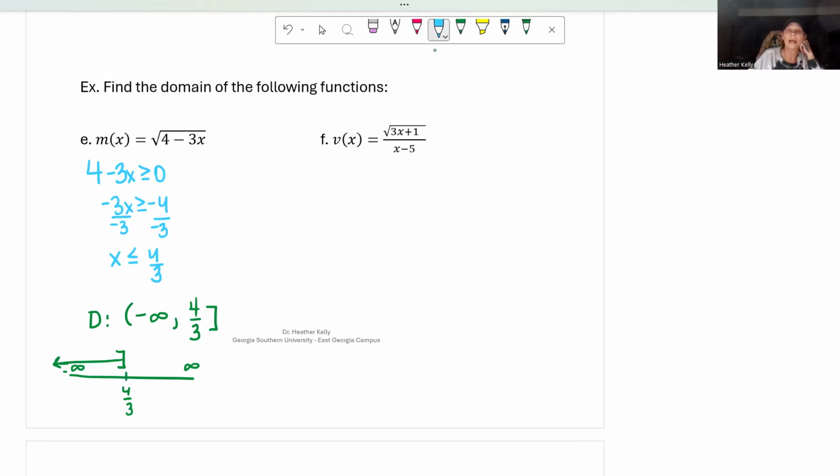And then finally, this last one, we have both situations. We have a denominator and a radical. So we need to handle both of these things separately. I'll handle the denominator first because usually those are a little bit more straightforward. So if I do the denominator here, we have x is equal to 5, right? So we know that that's the bad number. We know x cannot equal 5. That's what we know.